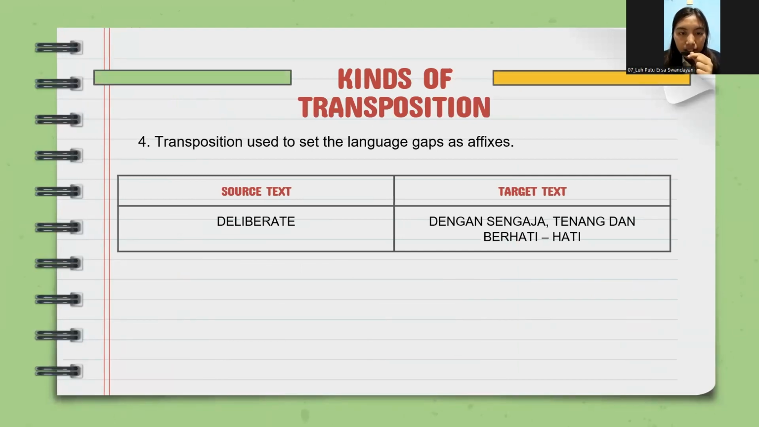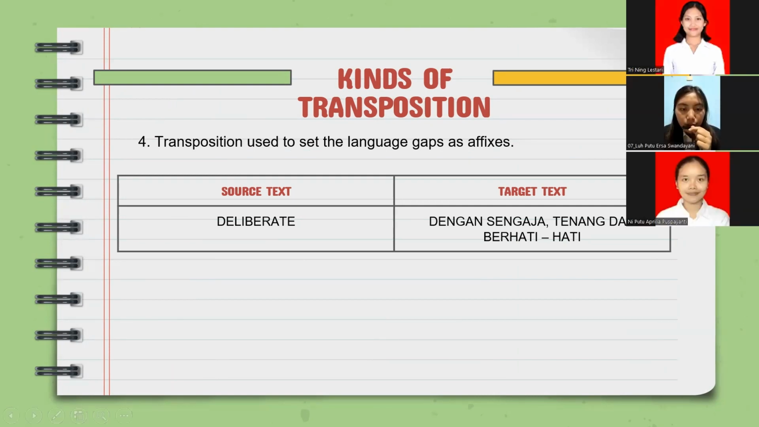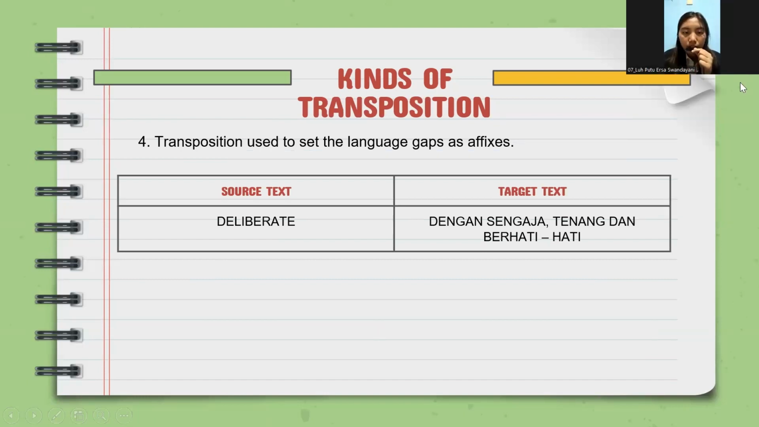Okay, number 4 is transposition used to set language gap as affixes. The affixes include "lah" or "pun" in Indonesian or "an," "at," and "less" in English, caused by the shift from word to clause. For example, in the source text is "deliberate," and the target text is "dengan sengaja, tenang, dan berhati-hati." Next slide, please.